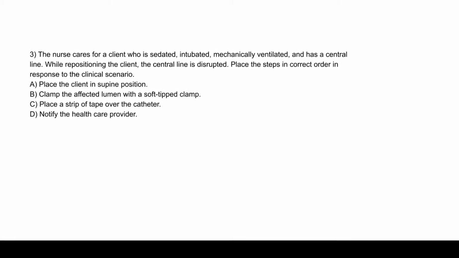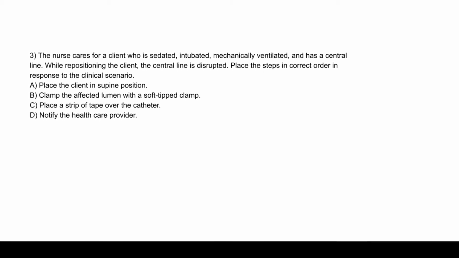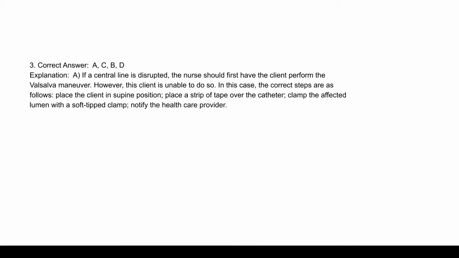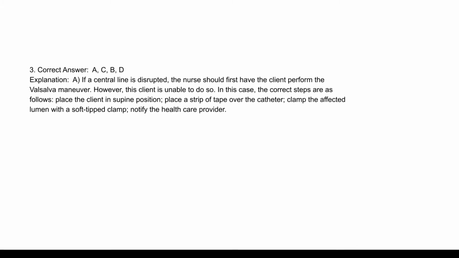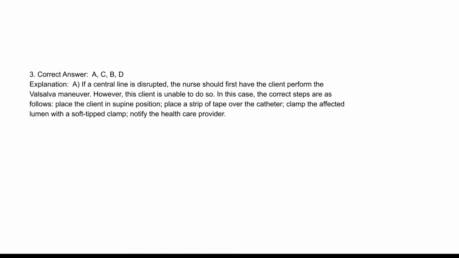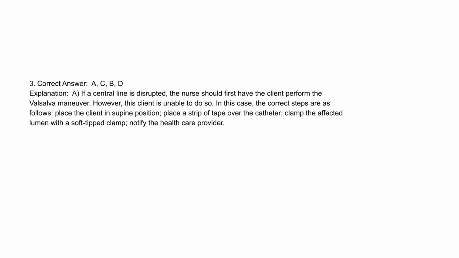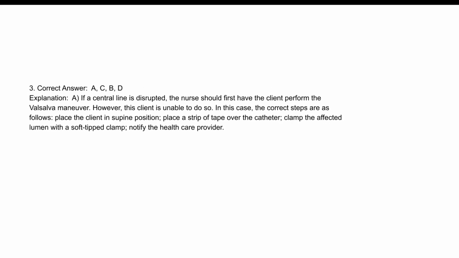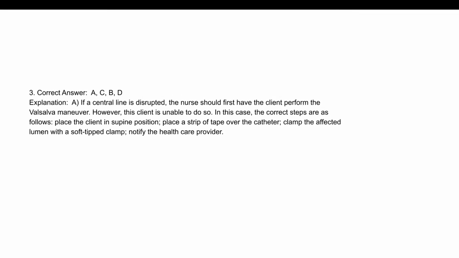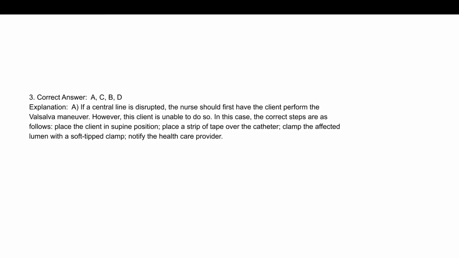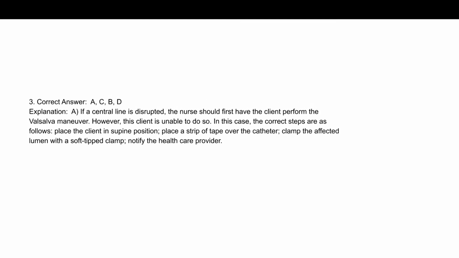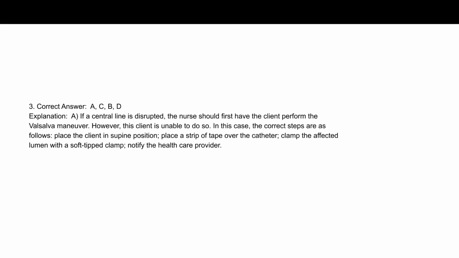Correct answer, A, C, B, and D. Explanation. If a central line is disrupted, the nurse should first have the client perform the Valsalva maneuver. However, this client is unable to do so. In this case, the correct steps are as follows. Place the client in supine position. Place a strip of tape over the catheter. Clamp the affected lumen with a soft-tipped clamp. Notify the healthcare provider.